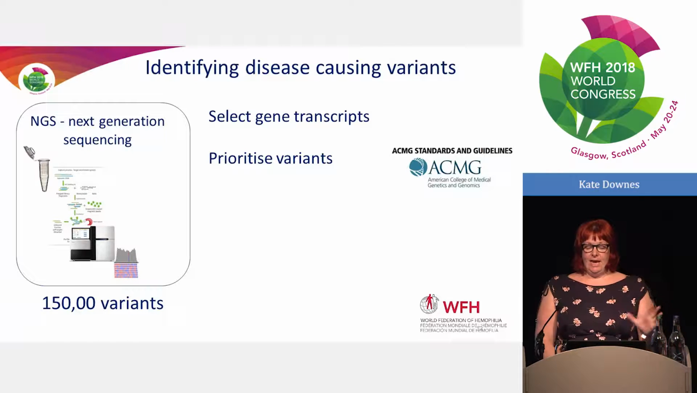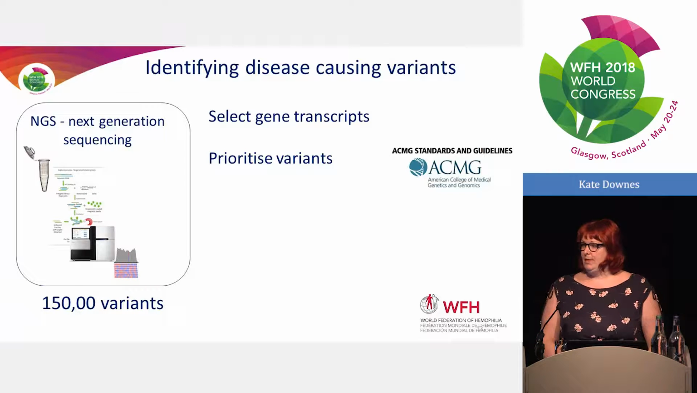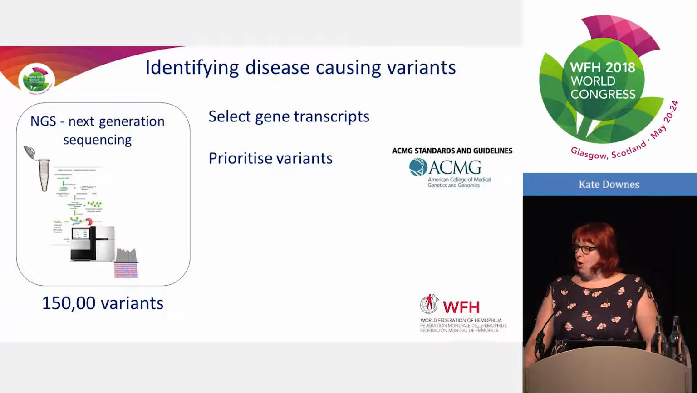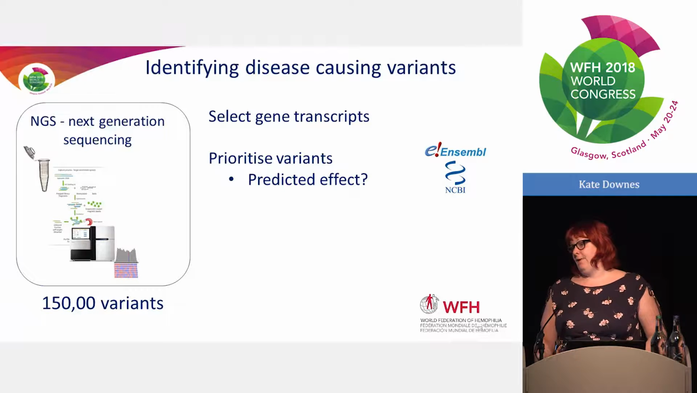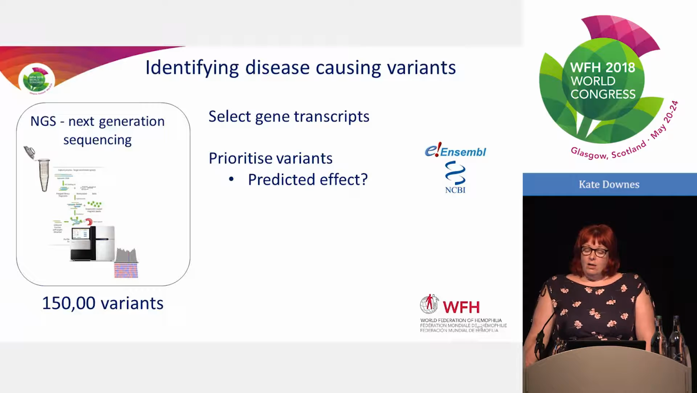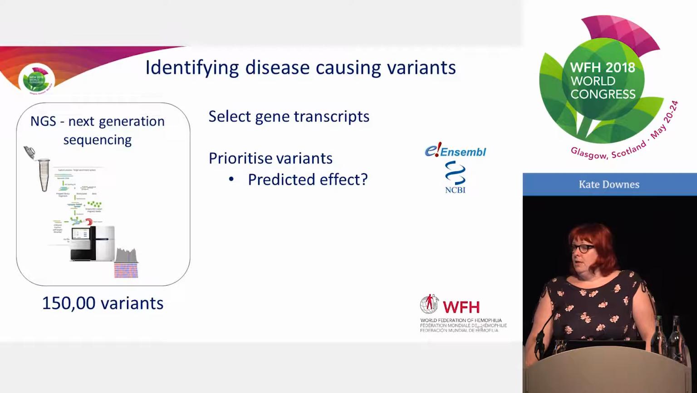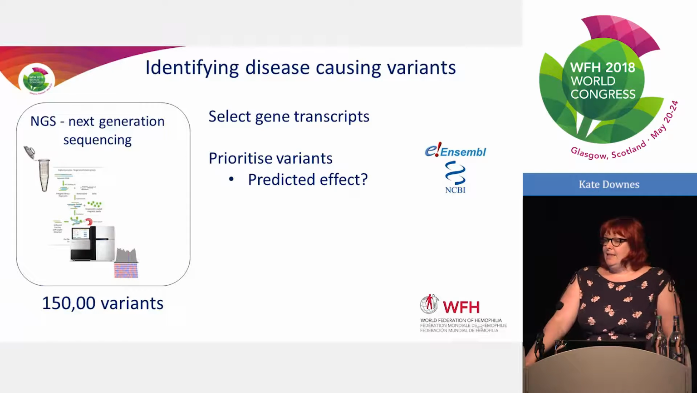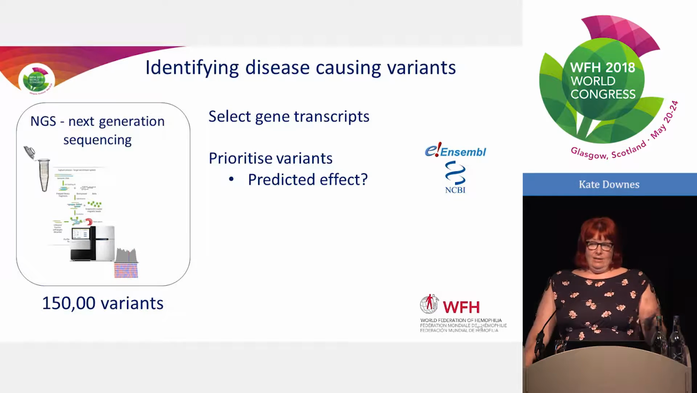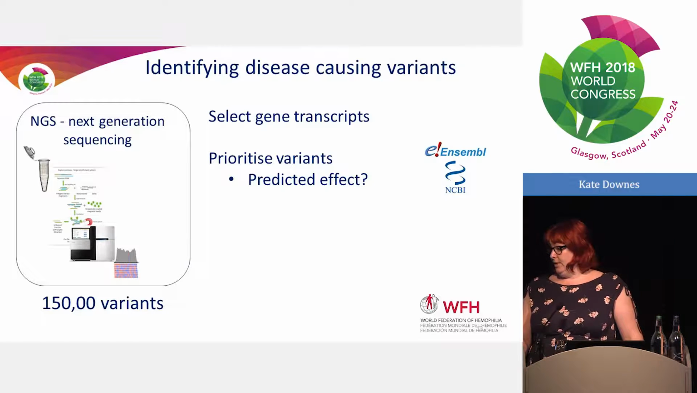So the next thing we do to get from these 150,000 variants is we need to prioritize them. And we use guidelines that have come from the American College, and there's similar guidelines that are based on these from the UK. So the first thing that we do is we ask, does this variant have an effect? So a large number of those 150,000 variants are going to be sitting between genes. They're going to be sitting in introns of genes, and we really expect these variants to not be doing a huge amount.